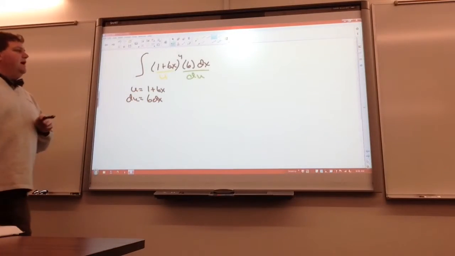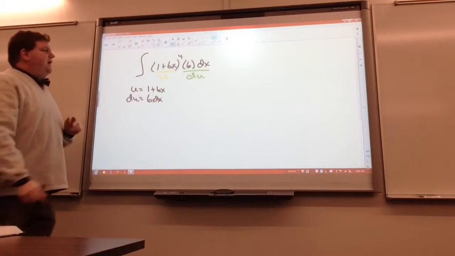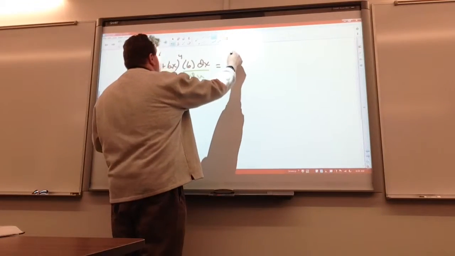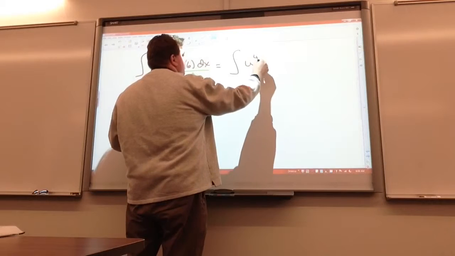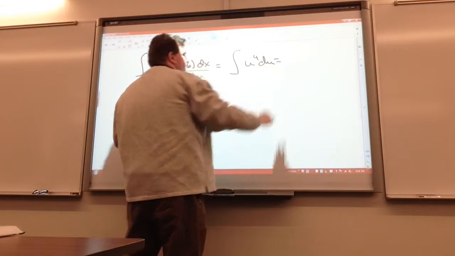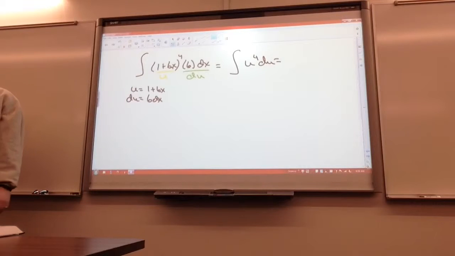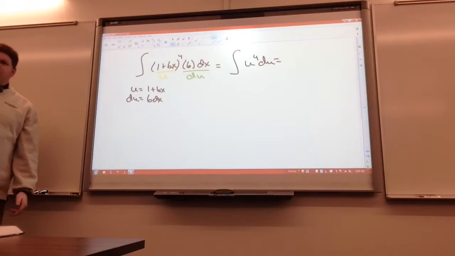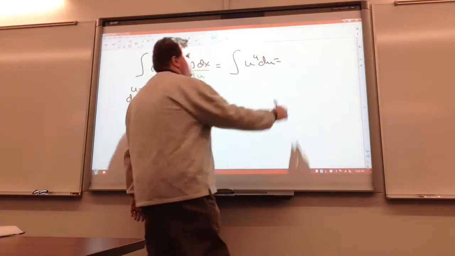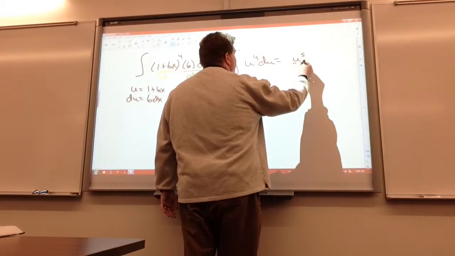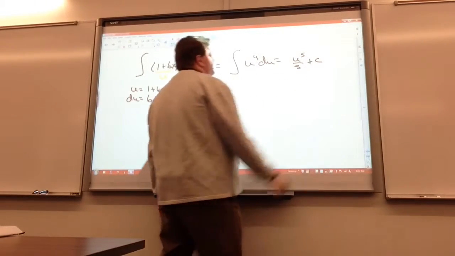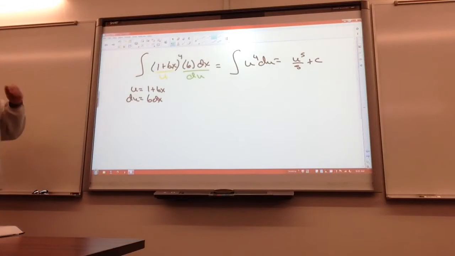So I can then rewrite this whole thing as just the integral of u to the 4th du, and the integral of u to the 4th is easy, right? U to the 5th over 5. What else am I leaving off there? Plus c, because this is indefinite. And that's your answer. Well, what do you do with the 6 dx? Nothing? Yeah, it goes away.